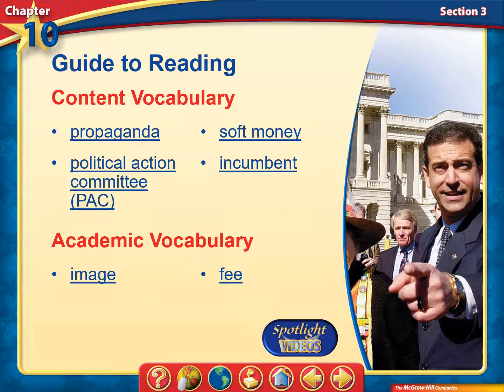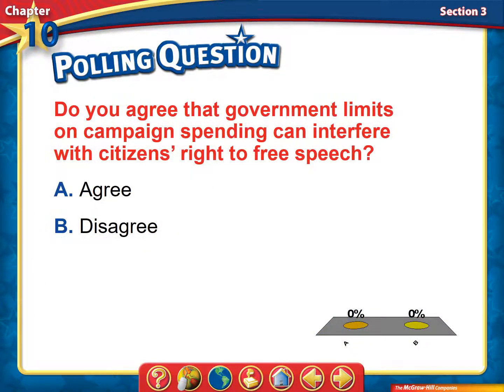So before we start, let's think about this question. Should a government limit campaign spending? Or even, can limits to campaign spending interfere with a candidate's right or a citizen's right even to free speech?